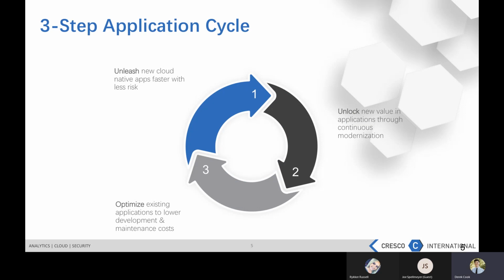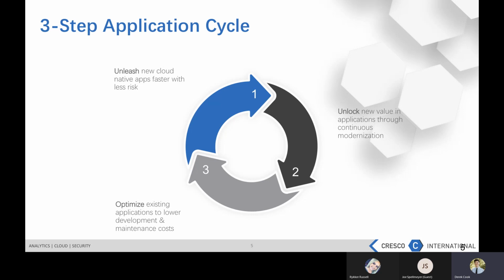And next, I want to cover the three-step application cycle. First, we want to unleash new cloud-native apps, and this is faster while having less risk. And with this three-step application cycle, we also are able to unlock new value within those applications. And this is through the continuous modernization within the company as they get started on their journey to AI or their journey into the Cloud Pak cycle.